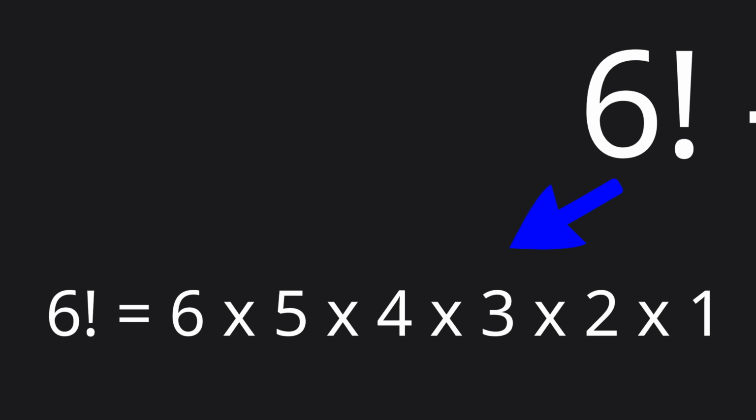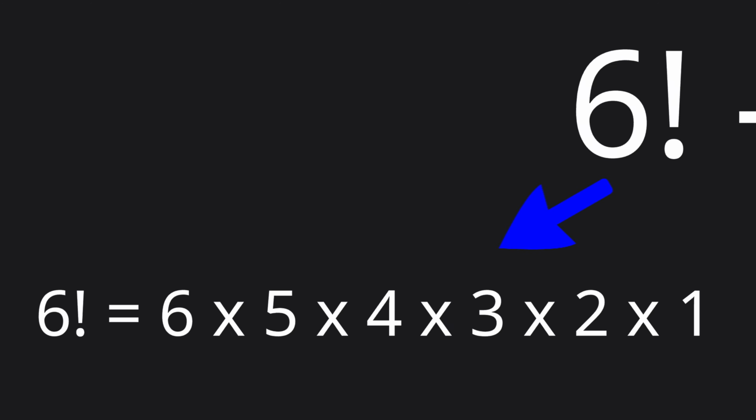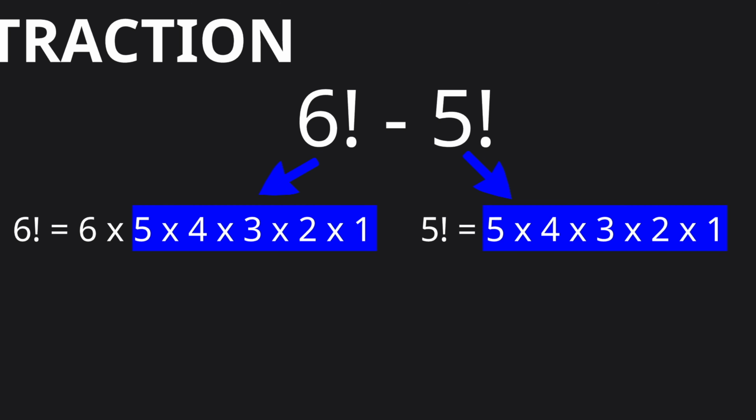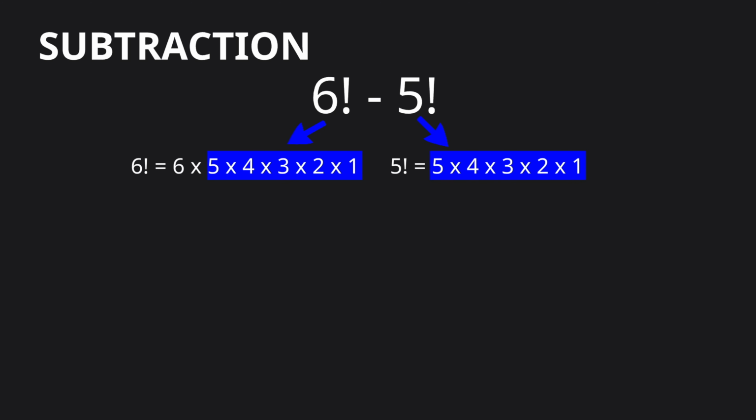Let's try a subtraction question. 6 factorial minus 5 factorial. Do you notice something? 6 factorial is equal to 6 times 5 times 4 times 3 times 2 times 1, and 5 factorial is equal to 5 times 4 times 3 times 2 times 1. So we can actually write 6 factorial as 6 times 5 factorial. Therefore, 6 factorial minus 5 factorial is equal to 6 times 5 factorial minus 5 factorial.